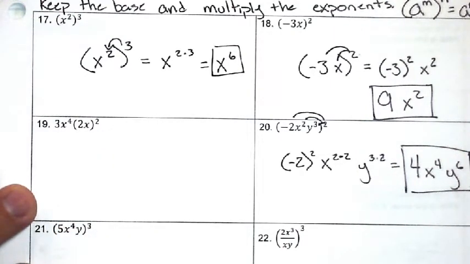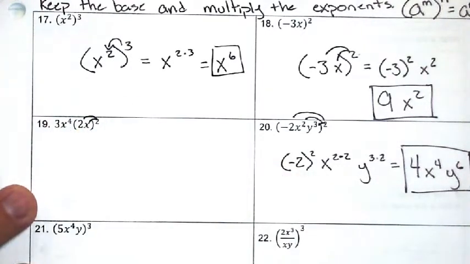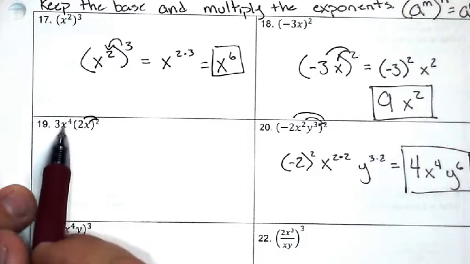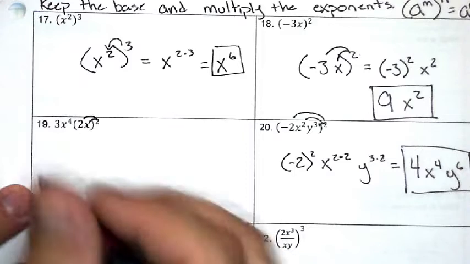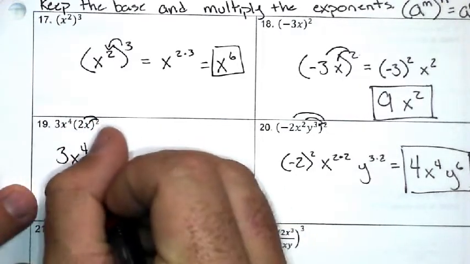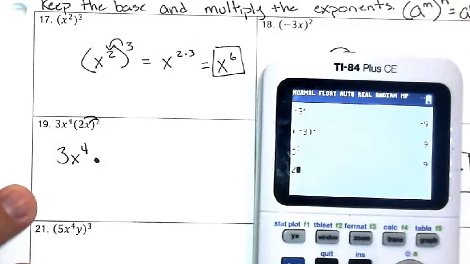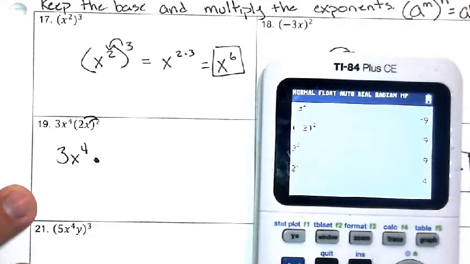Am I distributing it to the 3? Because where is it? Outside. So now I have 3x to the power of 4 times 2 squared. If you take your calculator and you do 2 squared, you get what? 4. And then I have x to the power of 2.